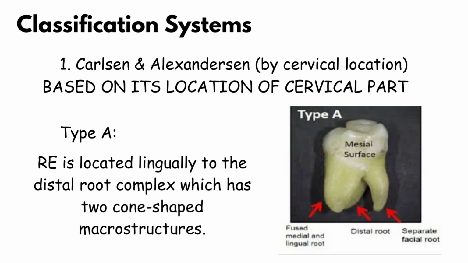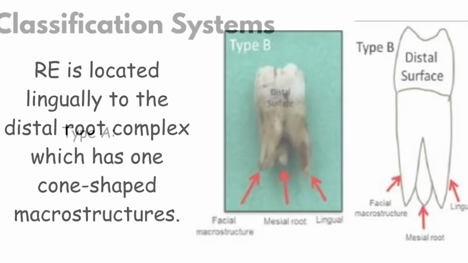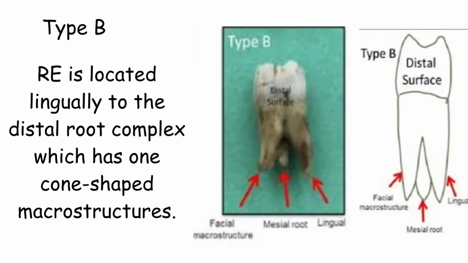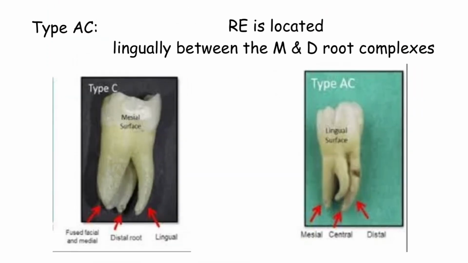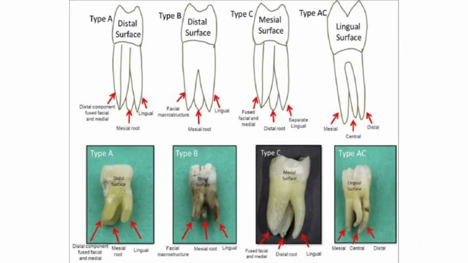Classification systems. 1. Carlson and Alexanderson, by cervical location, based on the location of the cervical part. Type A, RE is located lingually to the distal root complex which has two cone-shaped macrostructures. Type B, RE is located lingually to the distal root complex which has one cone-shaped macrostructure. Type C, RE is located lingually to the mesial root complex. Type AC, RE is located lingually between the M and D root complexes.